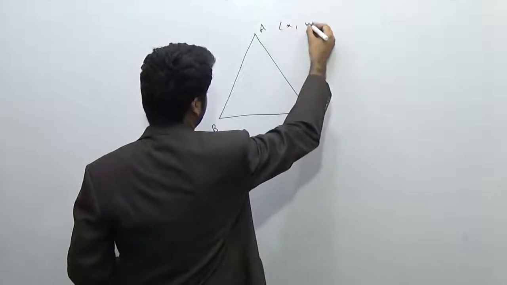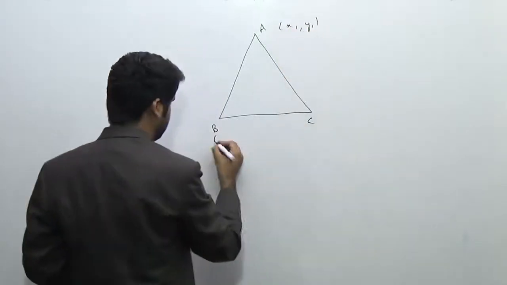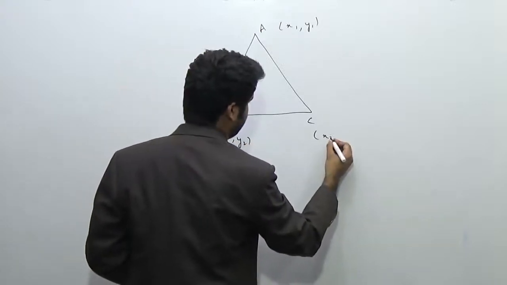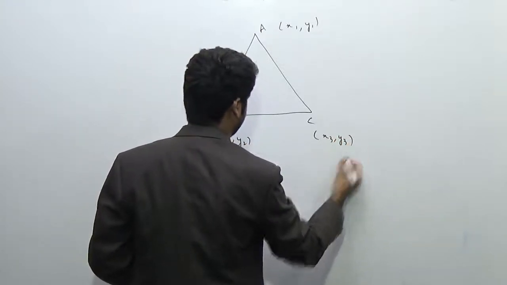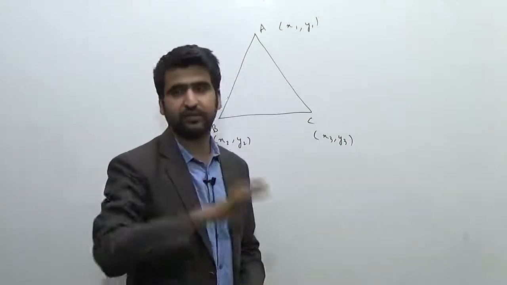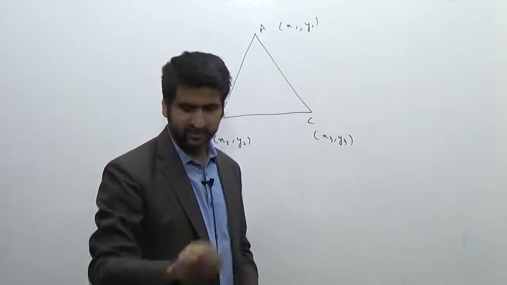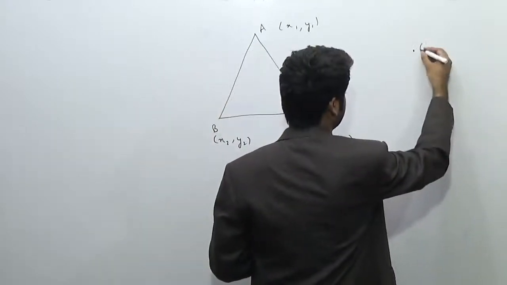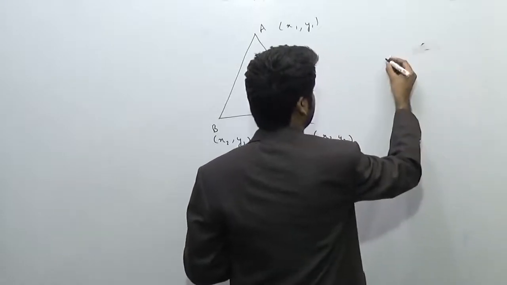So this point is x1 comma y1, this is x2 comma y2, and this point is x3 comma y3. Okay. So there are 4 different types of centers which we can have inside the triangle. I'll discuss one by one. What all are these? First one is a centroid.